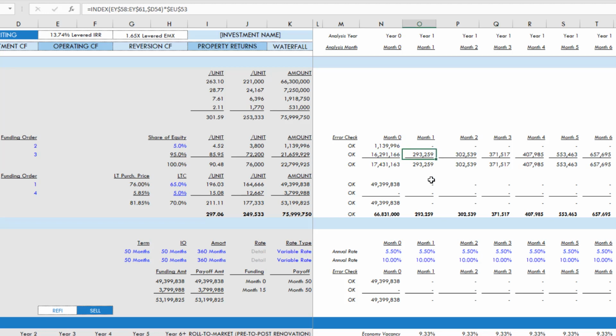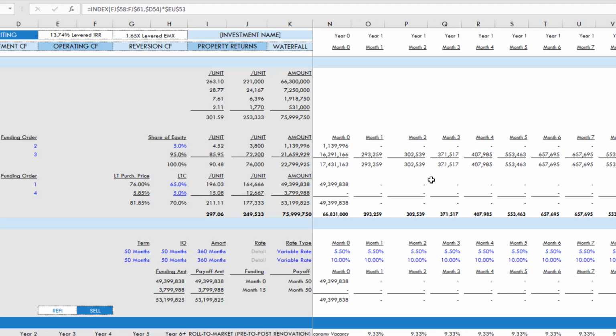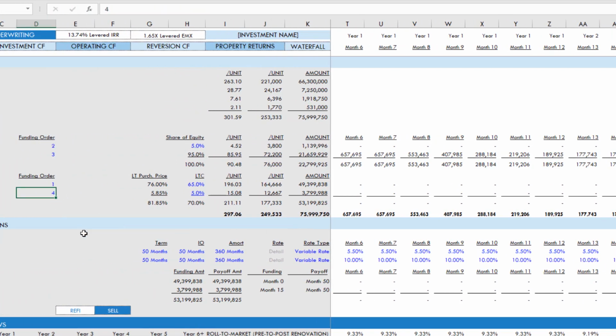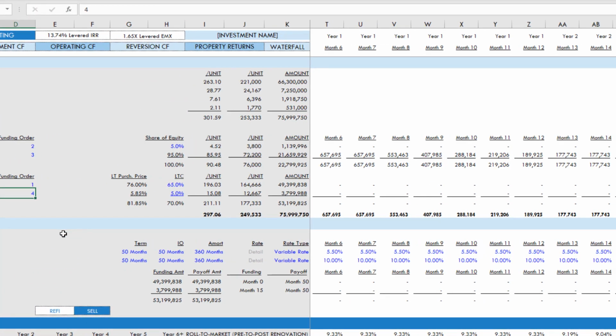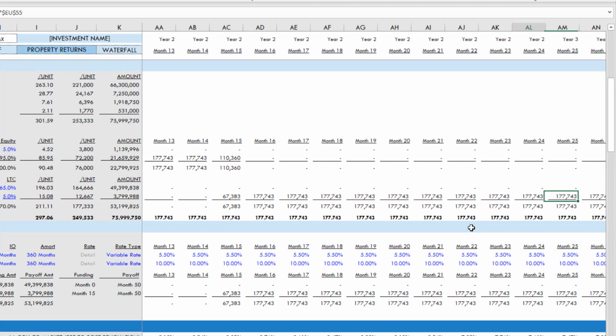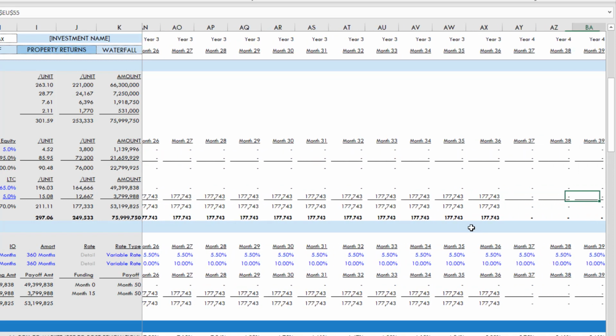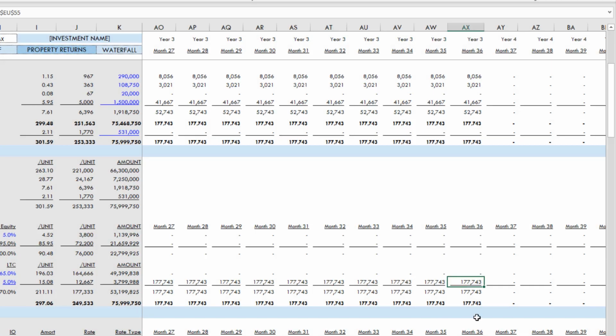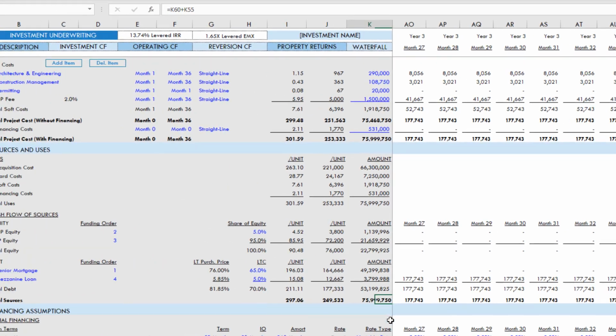And then the LP equity contributes from there up until it's contributed its total required contribution, after which the mezzanine loan begins to fund. Now, out here to the left, we'd set the funding order for mezzanine at 4. And again, the result is month 15, the mezz loan begins to fund, and it funds through to the end of our renovation period, month 36. So in month 36, our mezzanine loan is fully funded, such that we have a sum of our sources of $76 million.